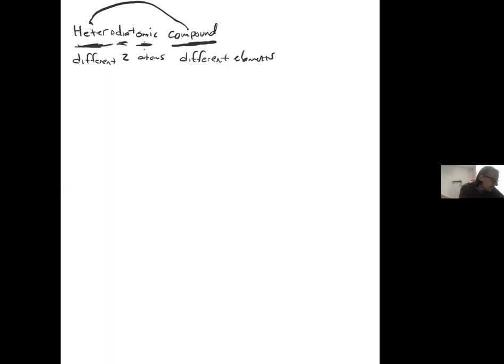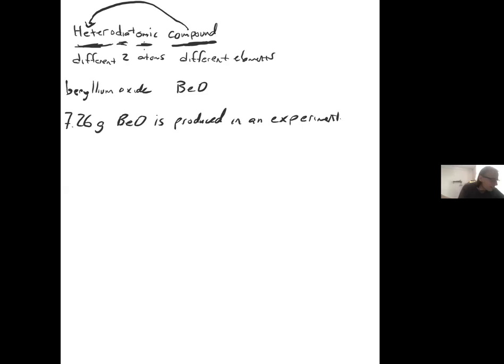Okay. So here's the example. In this case, they give you the chemical formula. They tell you it's beryllium oxide, and then they give you the formula, BeO. And they tell you that 7.26 grams of BeO is produced in a reaction. They call it an experiment. Calculate the number of moles produced. Even though it's BeO and it's not I2 or Fe, it's really the same problem we just did. They're giving you the mass and they're asking you to find the number of moles.